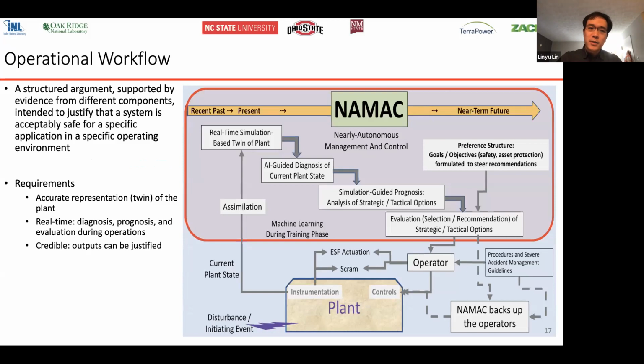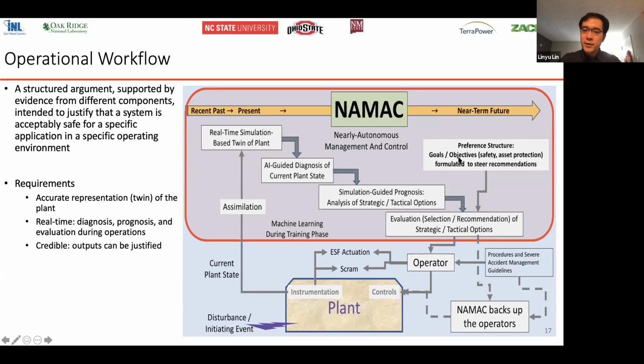The NAMAC operational workflow can be summarized as a structured argument that is supported by evidence from different components. The goal is to justify that a system is acceptably safe for a specific application in a specific operating environment. If you look at the picture on the right-hand side, first of all, NAMAC is getting raw signals from the plant. Then the signal first goes to the diagnosis system to correctly infer the reactor's current states and the potential faults in the reactor. Then those states will go to the prognosis system to predict the short-term transient and the consequences of control actions. Then those predictions, together with the diagnosis information, will go to the evaluation block, where NAMAC will find the optimum control strategy with the most preferred consequences.